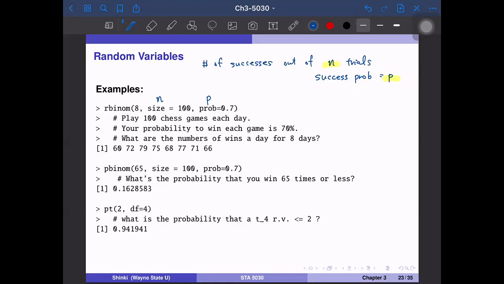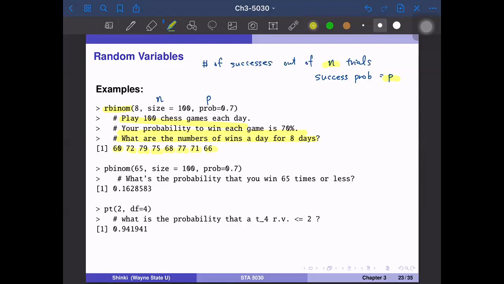So each observation, if we generate random numbers, comes from 100 trials with a 70% success rate. That means on average we get 70. Sometimes we get 65, maybe 74 or 81, those numbers. This is the same as playing 100 chess games each day, where your probability to win each game is 70%, and asking what the numbers of wins a day are for 8 days. So 60, 72, 79, 75, 68, and so on.